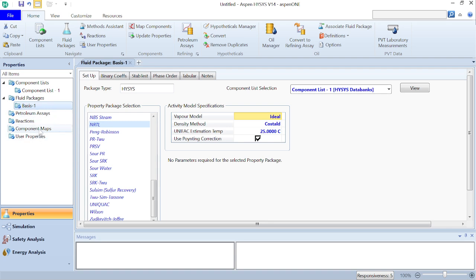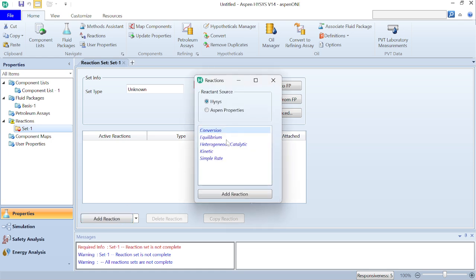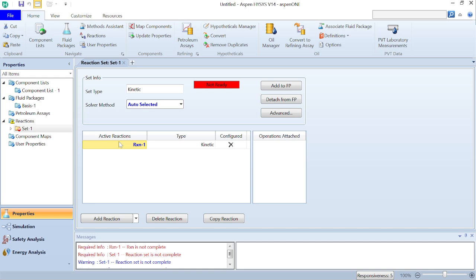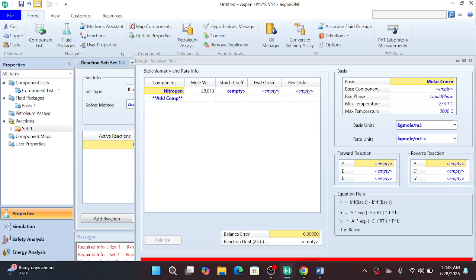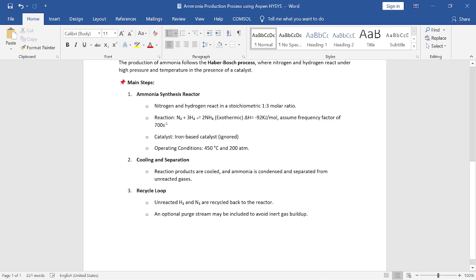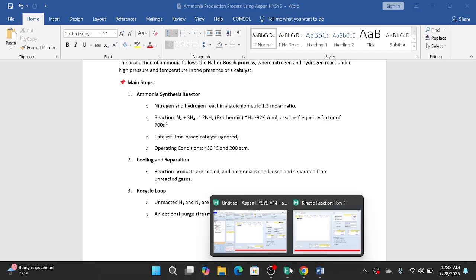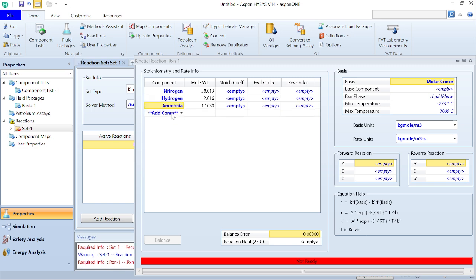After selecting that, we go under reaction, add a new reaction, add reaction kinetic, select this. We are going to do this according to how our reaction is. So we have the nitrogen first, hydrogen second, and then ammonia third, the ammonia being produced.